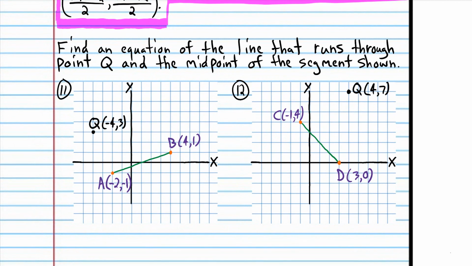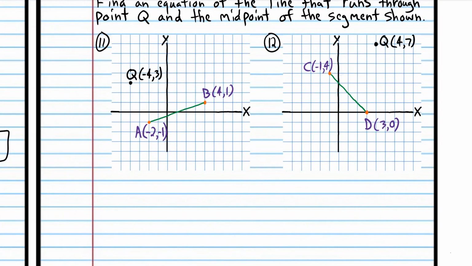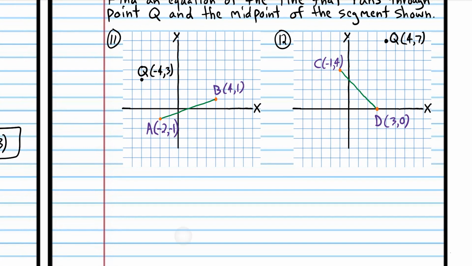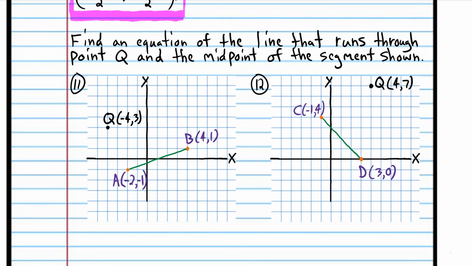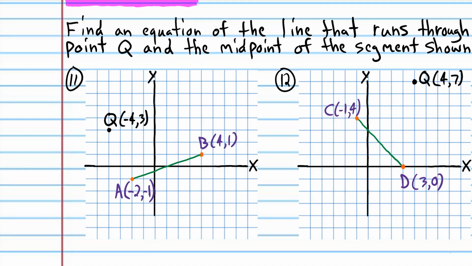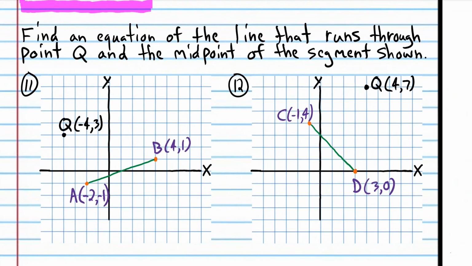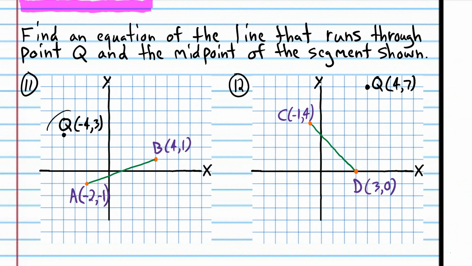So again, we're looking for the equation of a line. That's the most important thing to understand about these problems. In order to find the equation of the line, you need two things: a point on the line and the slope of the line. We already have a point on the line because the problem tells us that our line is going to run right through point Q. We just need the slope of the line.